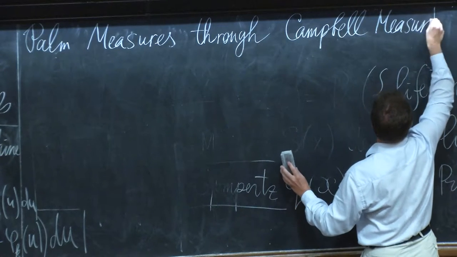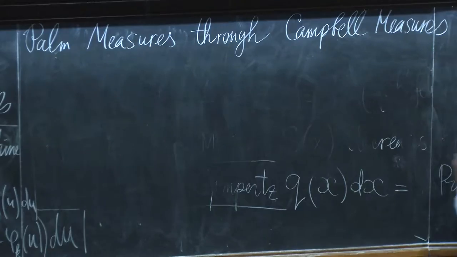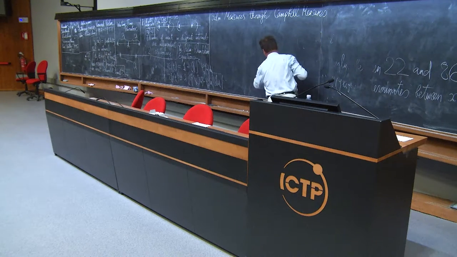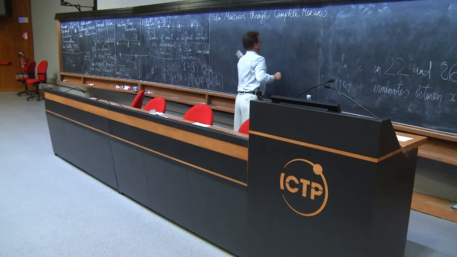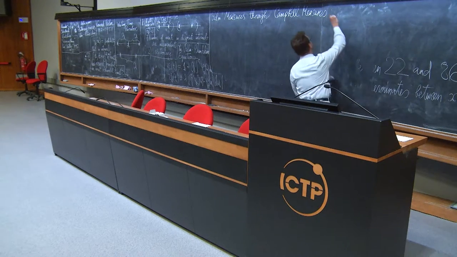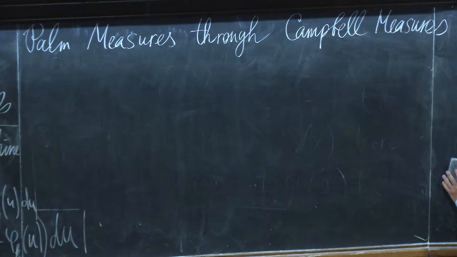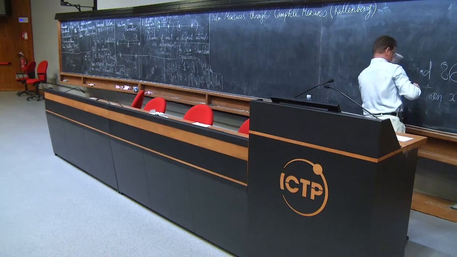So Campbell, by the way, was also, one can say, not exactly a mathematician. So he was an engineer and just a physicist and philosopher of science. Okay, so I follow Kallenberg.